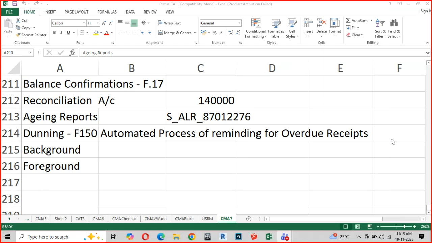Normally, the letters you saw yesterday are not the letters we send. We change the English according to the business requirements, and we take the help of the ABAP people to configure these letters at different levels: the first level, second level, third level dunning. Basically, if you talk about the dunning process, SAP allows you a maximum of 9 levels.